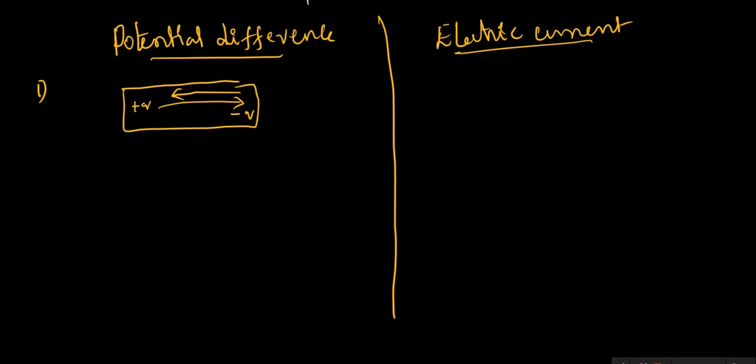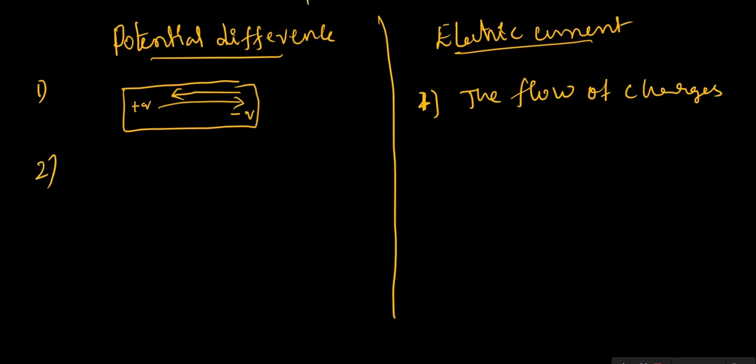Electric current: the flow of charges per unit time in the circuit is called electric current.